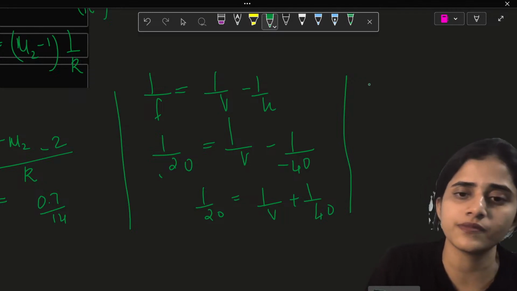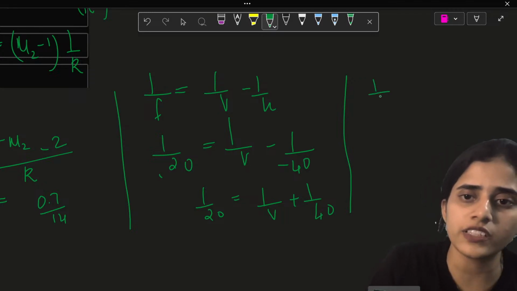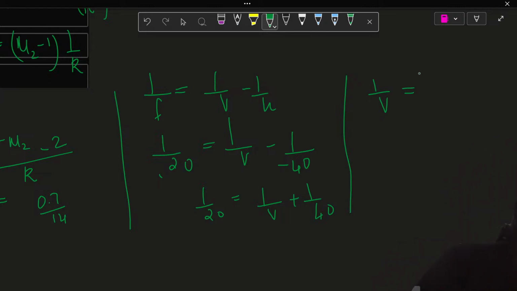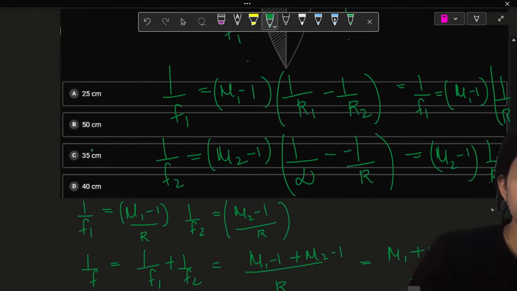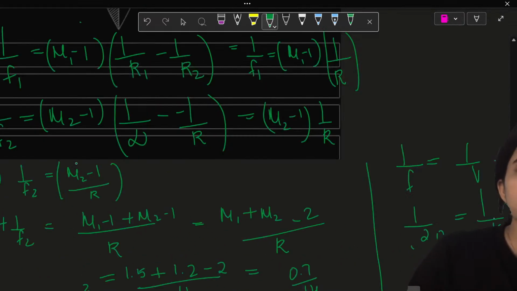So, solve it. 1 by V would be how much? 1 by 20 minus 1 by 40, which is 1 by 40 itself. So the answer would be 40 centimeters.